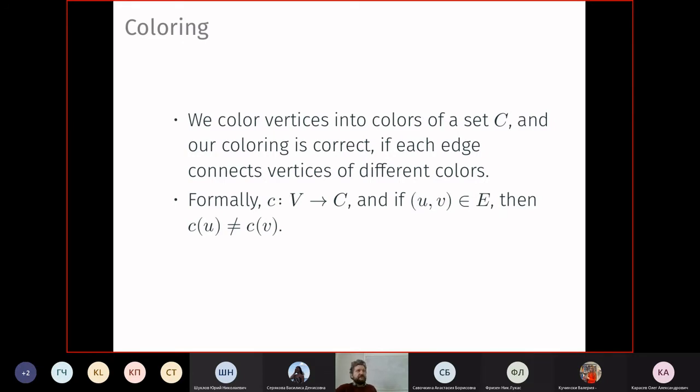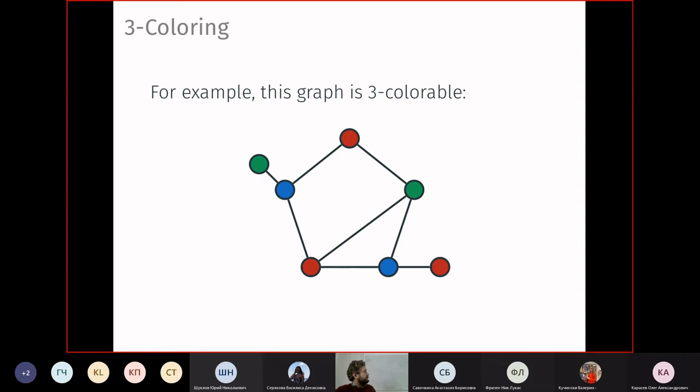This comes from the old problems of coloring maps: if you have two countries which have a common border, which is represented by two vertices connected by an edge, then these countries should have different colors, otherwise they merge. This is just the standard correctness condition for coloring. An example is a three-coloring. You have three colors, red, green, blue, and each vertex is associated with a color. For example, this graph is three-colorable. You can correctly color it in three colors, and you see the coloring here.